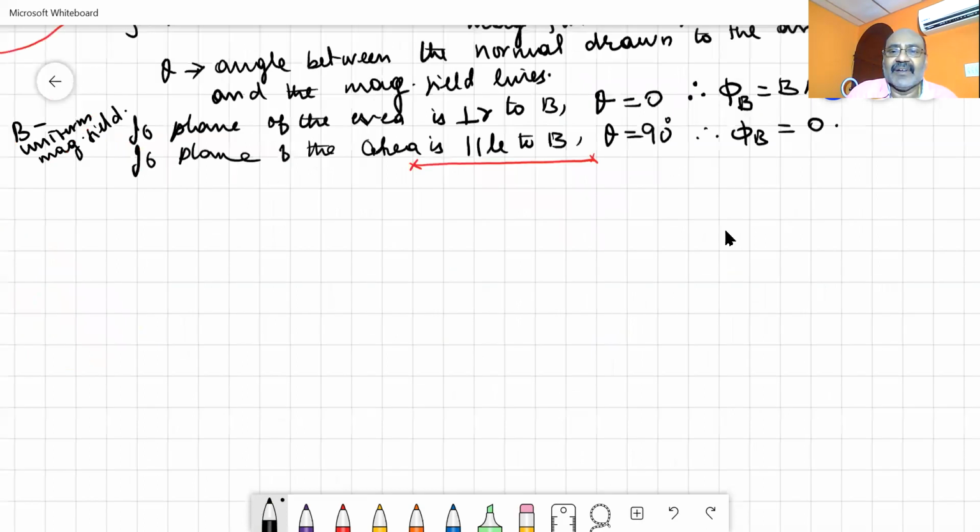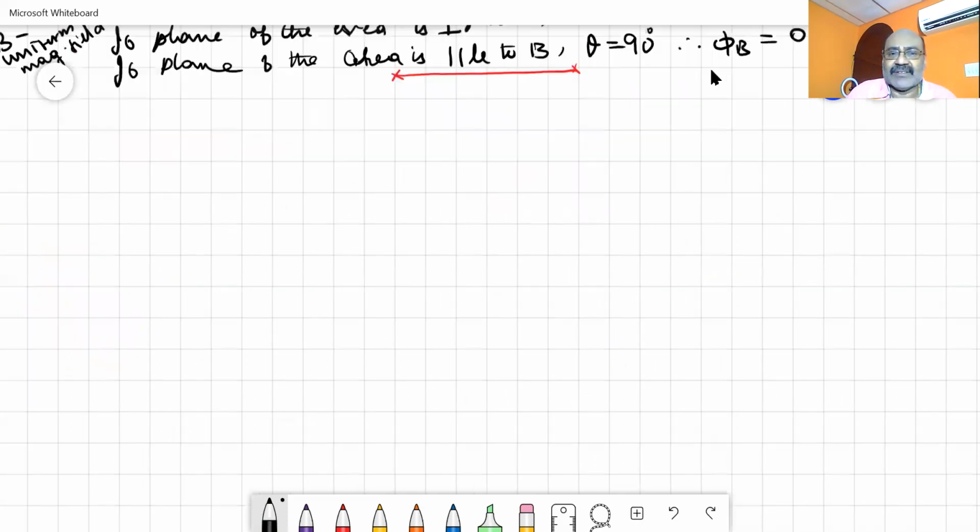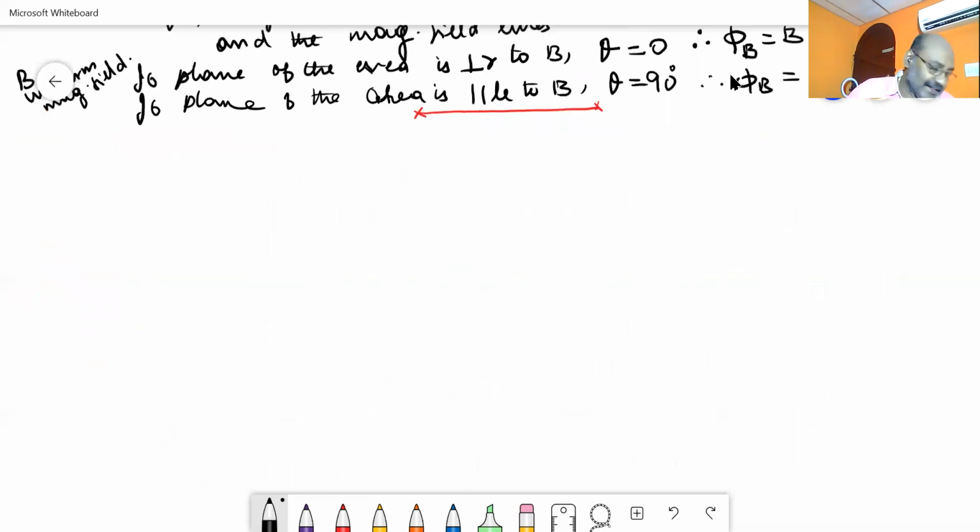Based on this, they have given two example problems. So problem number 4.1, which is available on page number 207.